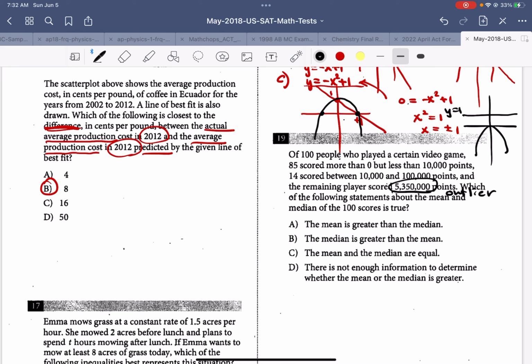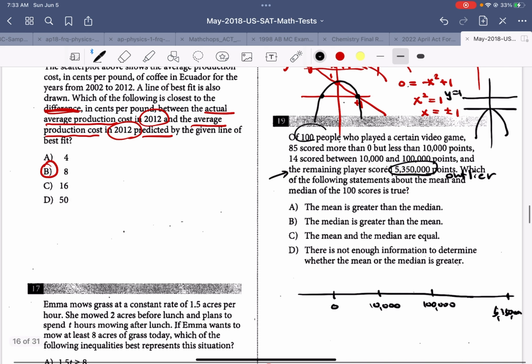So your data is between 0 and 10,000 and 10,000 to 100,000. Now the rest of the data is just one data point. That one data point is 5 million something, so it's way up here. 5,350,000. So out of 100, 85 scored here, and then 14 are here. Only one is way up here. Okay, that's what we call an outlier.